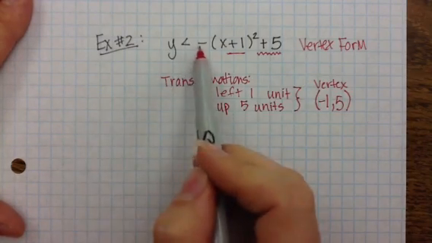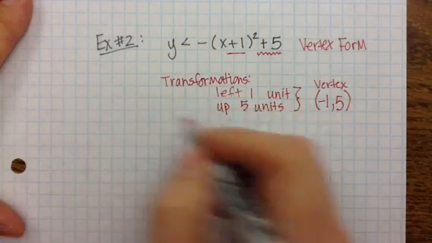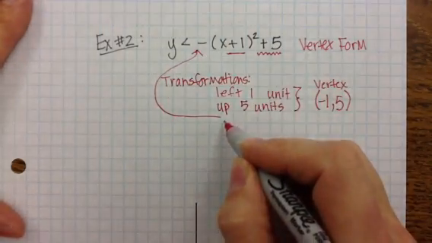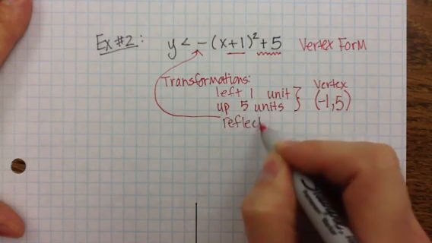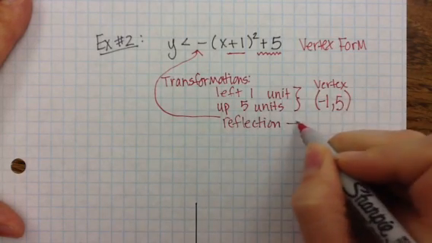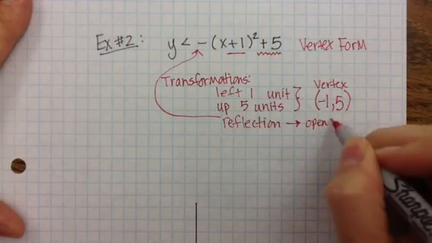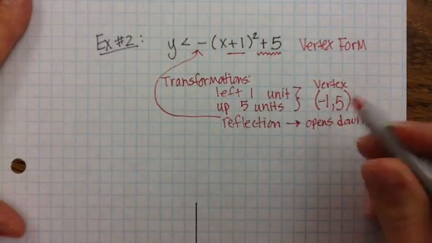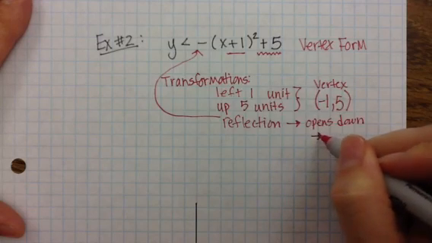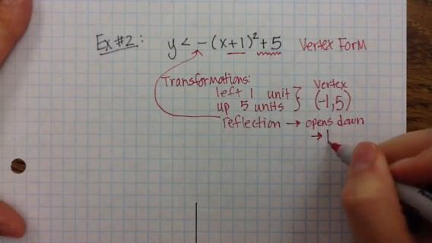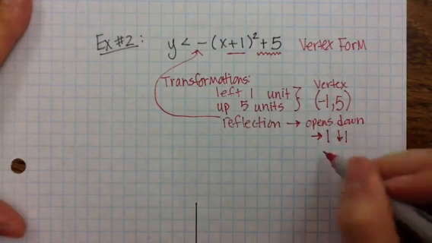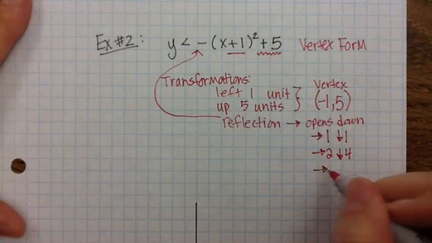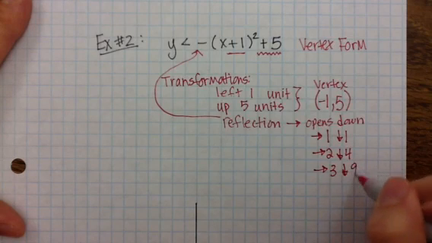The other transformation we have is this right here, which is a reflection, that means that the parabola opens down. So the pattern that we'll use when we graph, instead of going over 1, up 1, we're going to go over 1, down 1, over 2, down 4, and over 3, down 9.